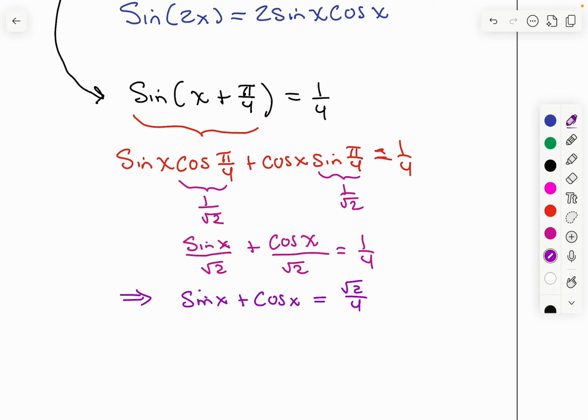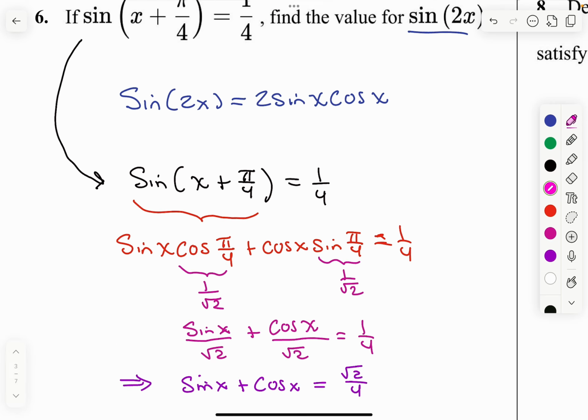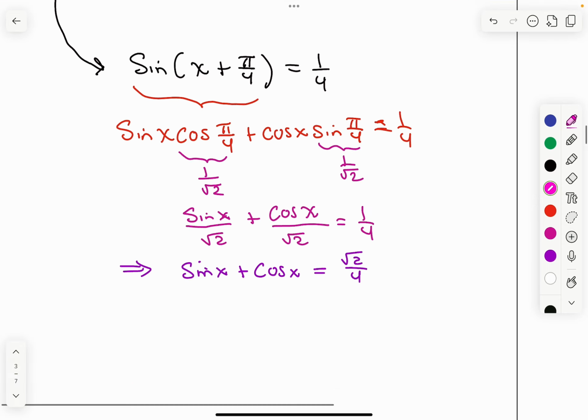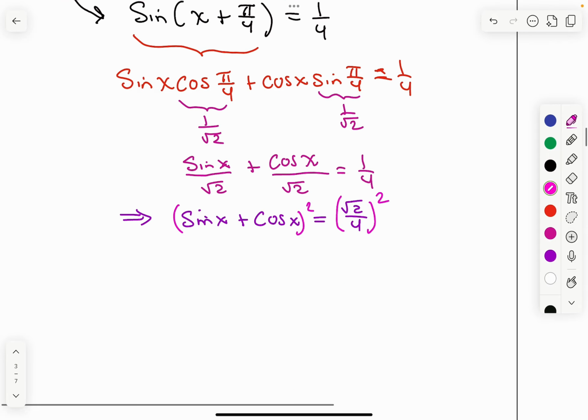So it seems like a dead end actually, because I was kind of hoping to get out something like this, or even just sine times cosine. That doesn't seem to happen. However, if you square both sides, that will create this middle term that is actually identically this. And the other stuff, you'll see, produces another identity.